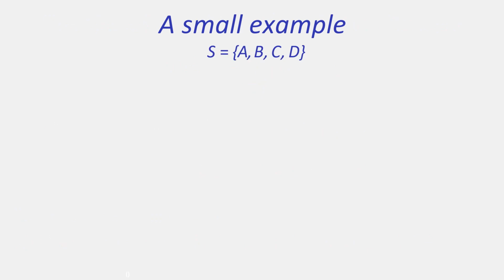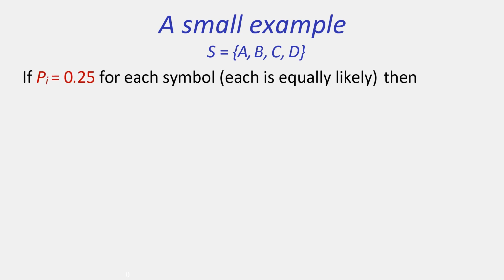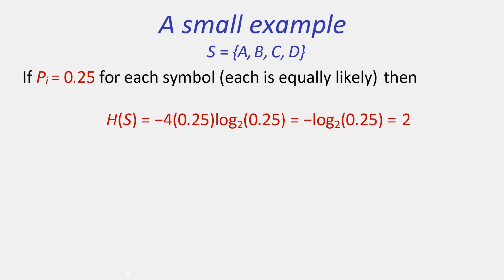Suppose we have a 4-character alphabet, A, B, C, and D, and that each of those characters is equally likely to appear. We calculate the entropy for that setting. We find it is exactly equal to 2. We have 4 times a quarter, the probability of each symbol, times log of a quarter, and we take the negation of that, and that gives us minus log to the base 2 of a quarter, which is 2.